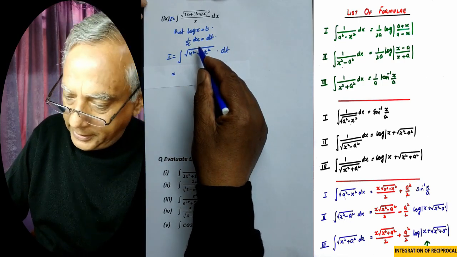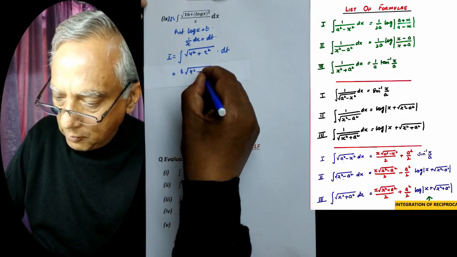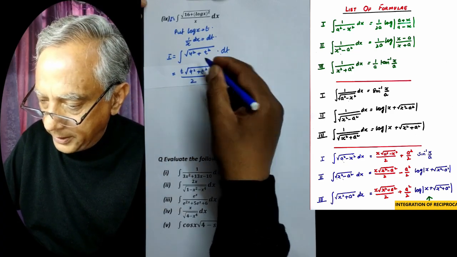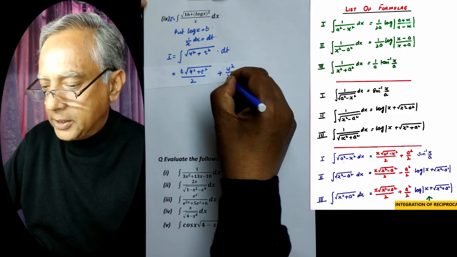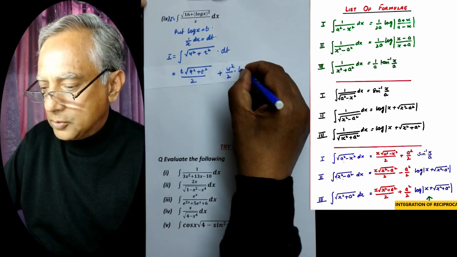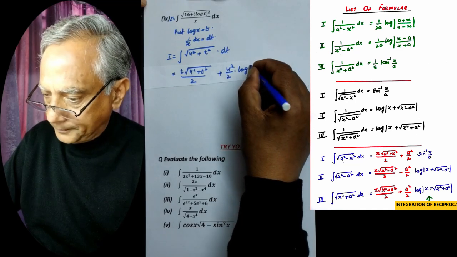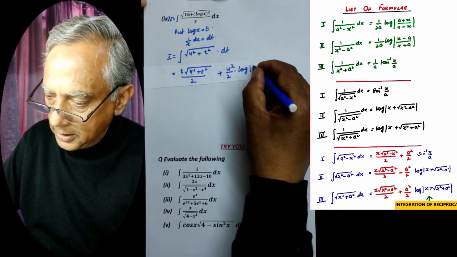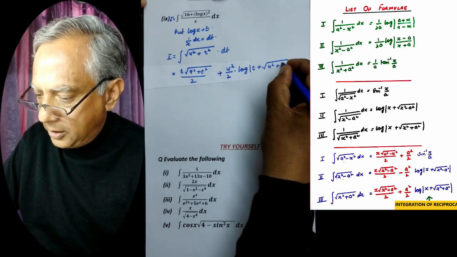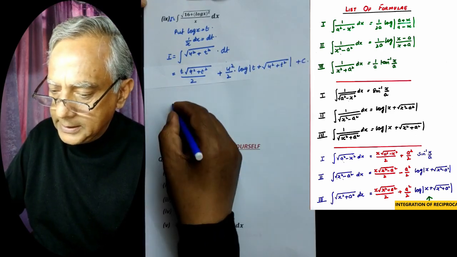So this will be t under the root 4 square plus t square by 2, plus a square by 2, that is 16 by 2, into integration of its reciprocal. So integration of the reciprocal of this is log of x plus under root a square plus x square. So we have t instead of x, this plus c. Now substitute this back.